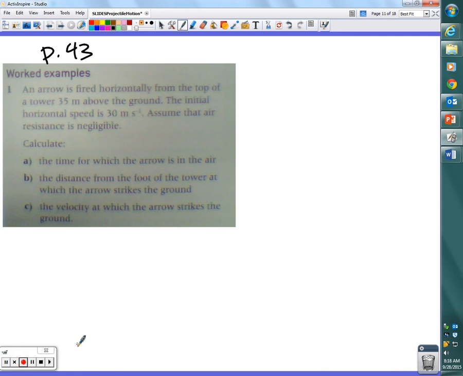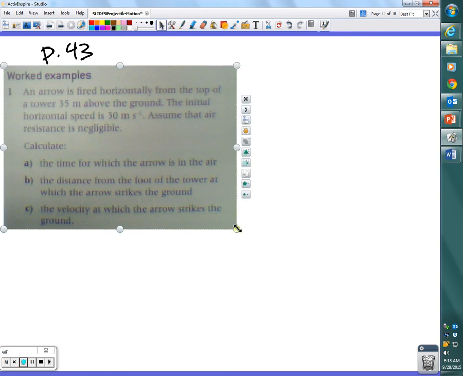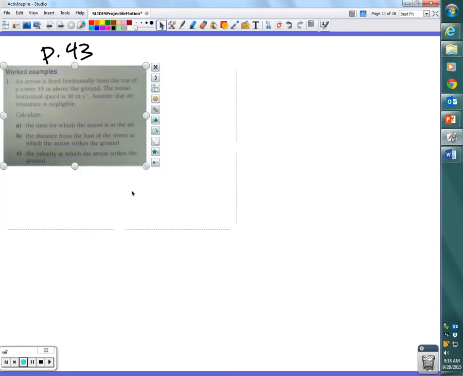All right. So it says an arrow is fired horizontally from the top of a tower 35 meters above the ground. The initial horizontal speed is 30 meters per second. Assume that air resistance is negligible. So, to start off, and I know for those of you that were here on Friday, we started this problem, but I'm just going to take it all the way from the very, very beginning just to make sure that we follow all the steps through. Okay, so if the beginning part sounds familiar, it's because we started this on Friday.